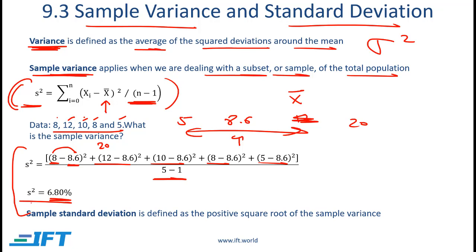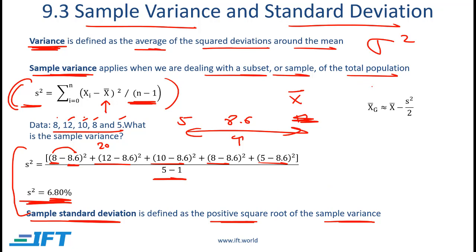Now S squared is a squared number. Often we want something in terms of regular numbers. So for that, we use the sample standard deviation. The sample standard deviation is simply the positive square root of the sample variance. So in this case, when we take the square root of 6.8, we will get the sample standard deviation.